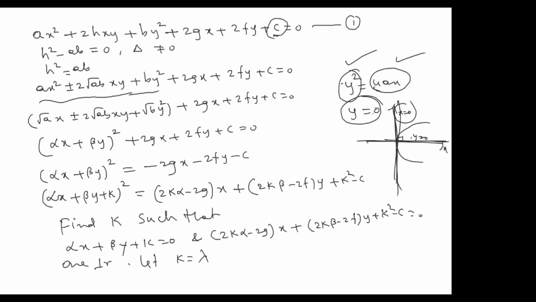So now we can find, so you know this axis equation and tangent at the vertex, right? So now we put it in the standard form. How?